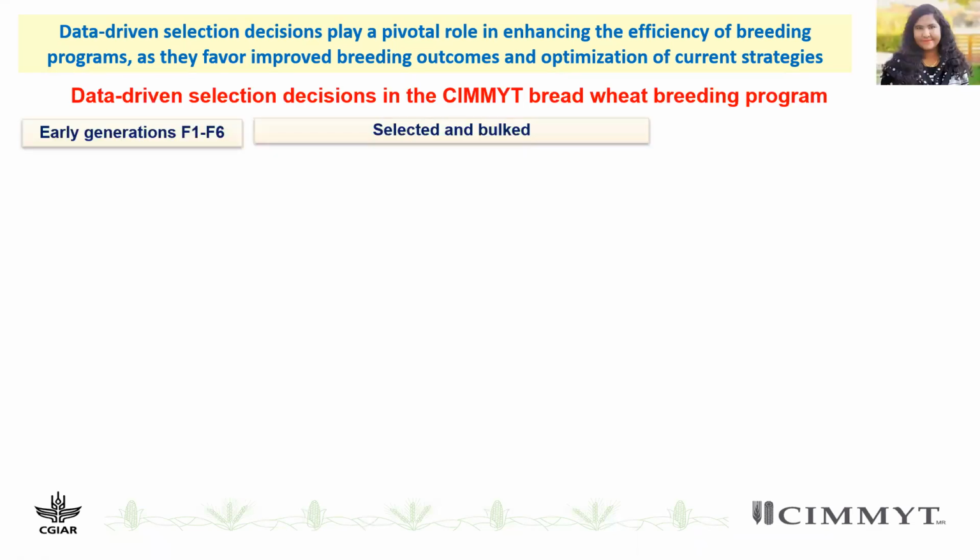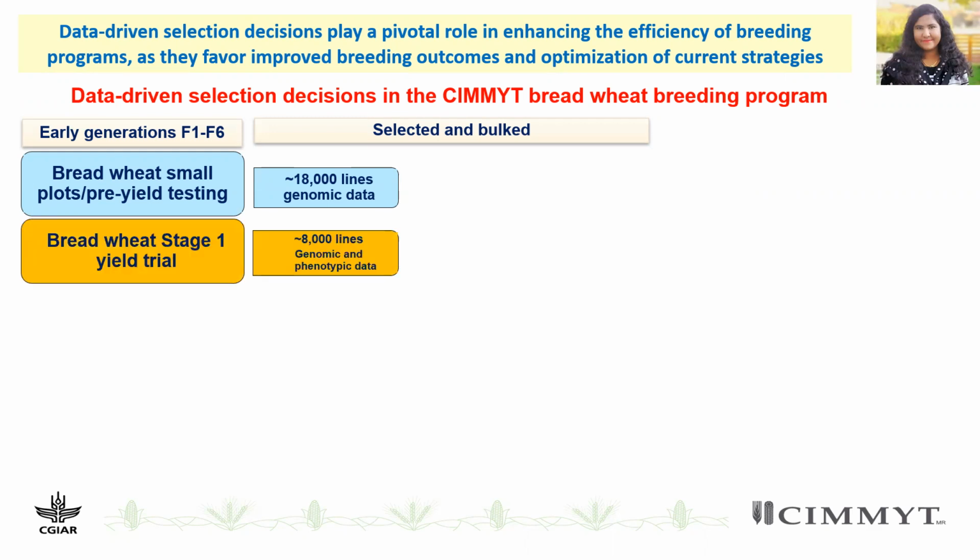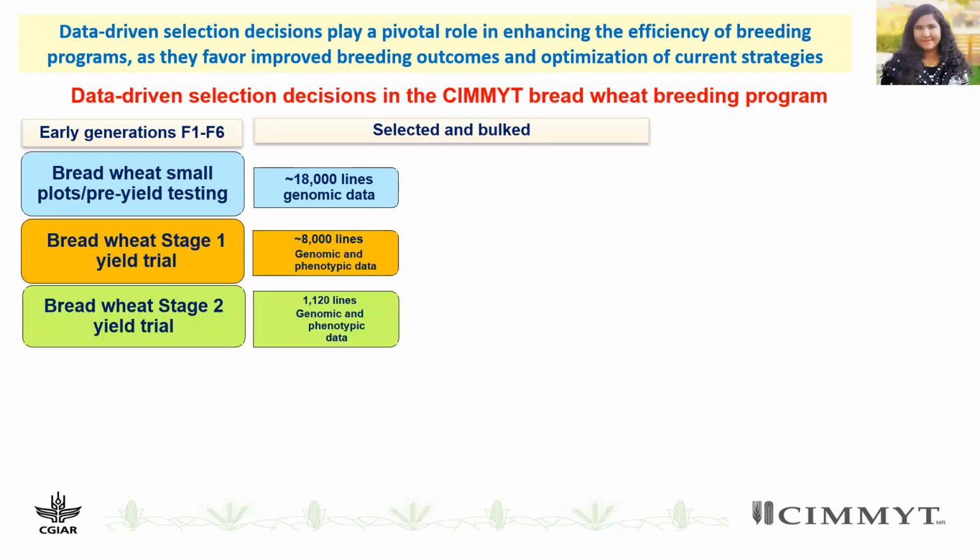In the CIMMYT bread wheat breeding program, all the early generations from F1s to F5s or F6 are selected and bulked. Selections from these generations lead to the small plots or the pre-yield testing stage, where there are about 18,000 lines, and all of them were genotyped in this cycle. Selections from these small plots result in the stage 1 yield trials, where there are about 8,000 lines that have both genomic and phenotypic data.